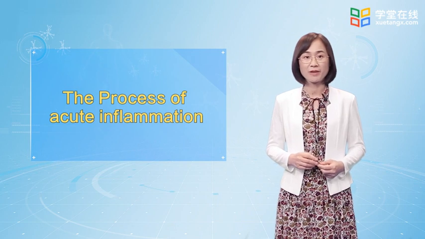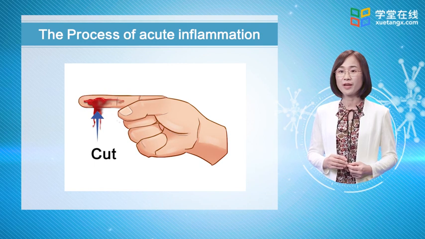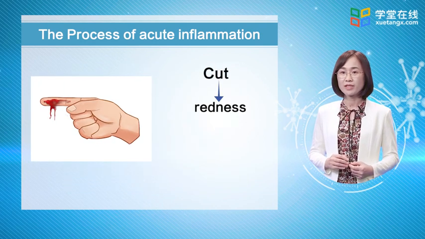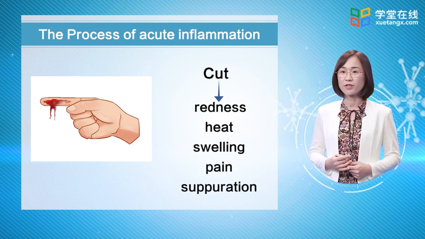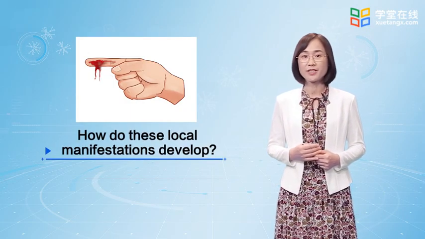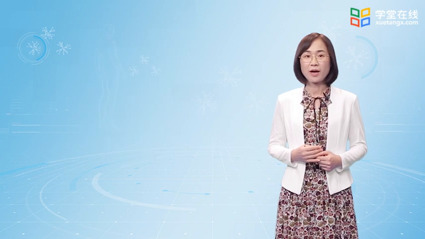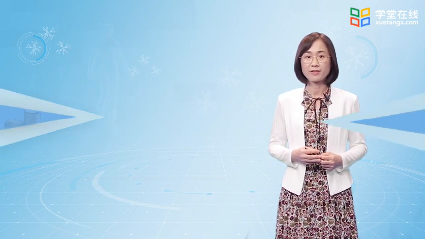This time, we'll talk about the process of acute inflammation. If you accidentally cut your finger, besides bleeding, the wound would become red, warm, swollen, painful, and may form pus if the wound is dirty or becomes infected. You may ask how these local manifestations develop. Learning about the process of acute inflammation will tell you the answer.